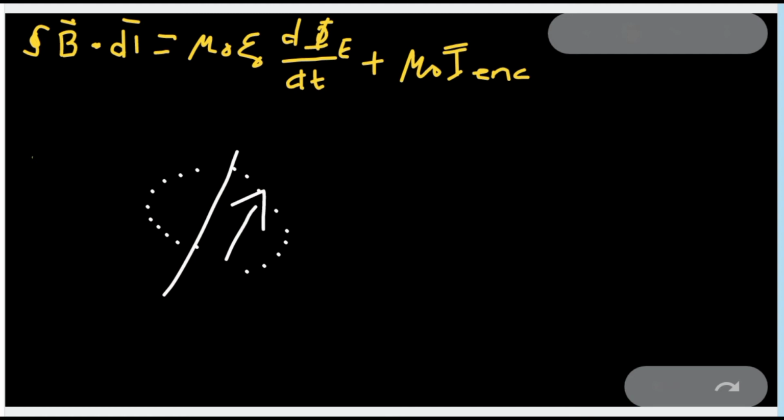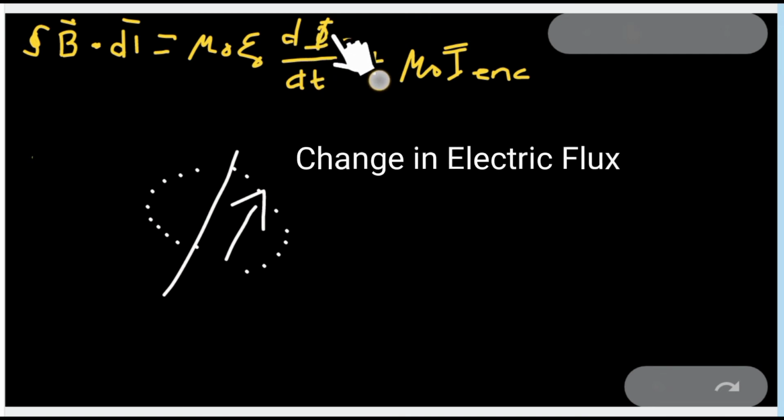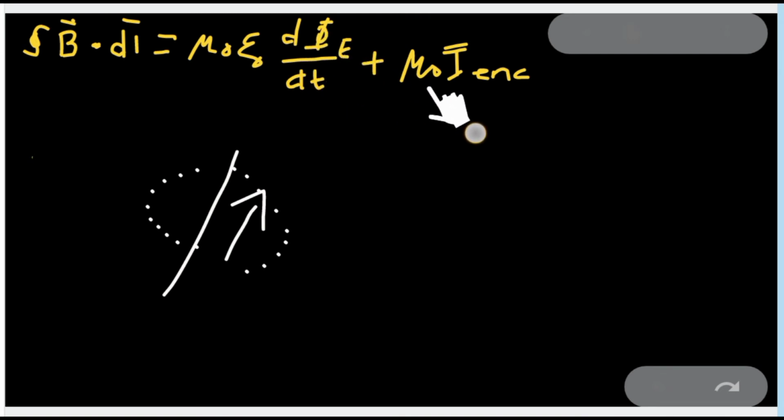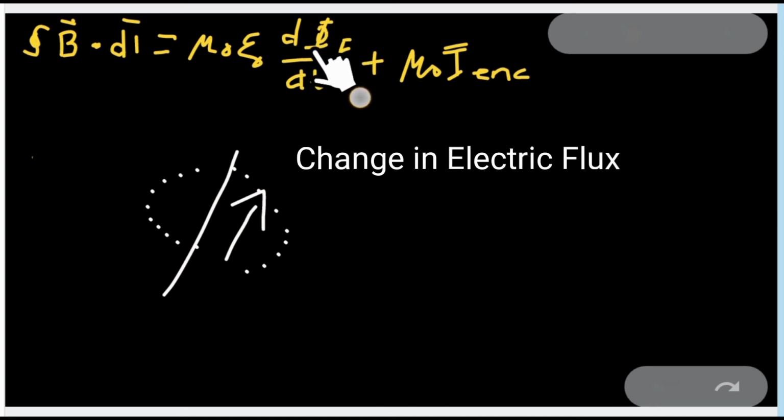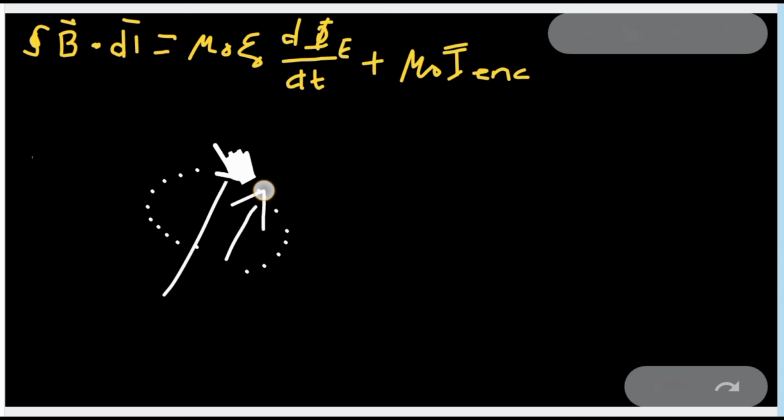Okay, imagine that there is a circular region here. If we integrate this magnetic field, based on this equation, times the length of this imaginary circle, we now have this equation. We have the permeability of space times the permittivity of space times the change in electric flux, plus the permeability of space times the current enclosed in the loop. In simple terms, a changing electric field allows a magnetic field to exist. So that is Ampere's law.